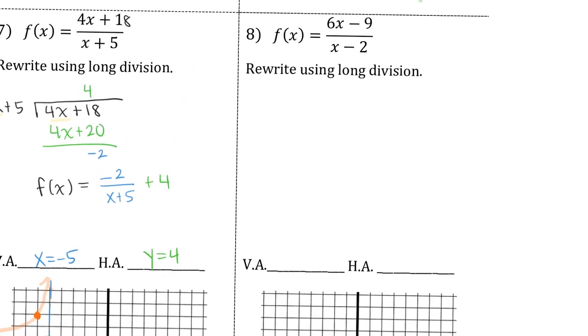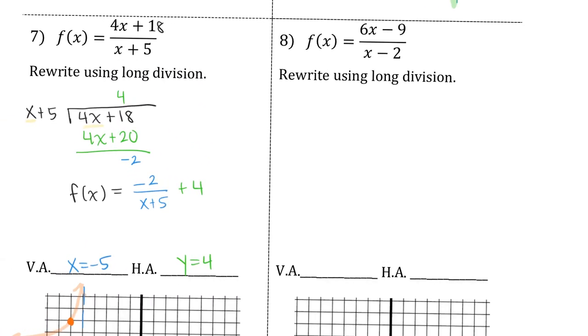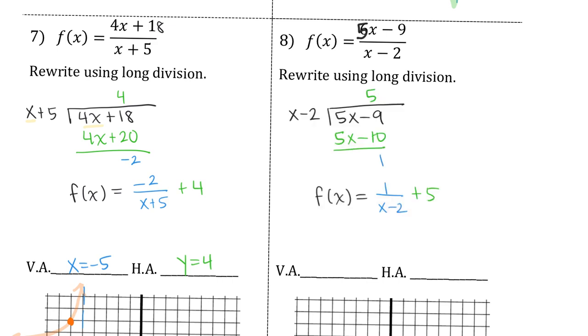Okay, go ahead and try the last one, and then unpause to check. And I did change it to 5x minus 9 over x minus 2. Okay, so I have f of x equals 1 over x minus 2 plus 5. So vertical asymptote is at x equals 2. Horizontal is at y equals 5.